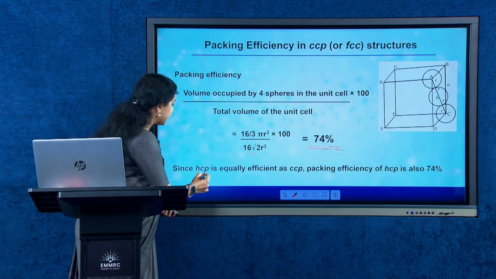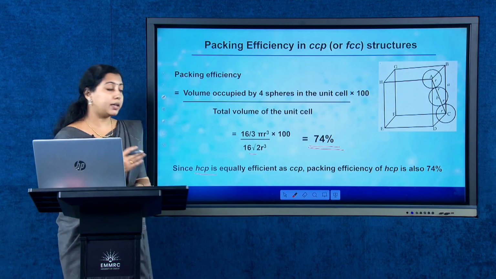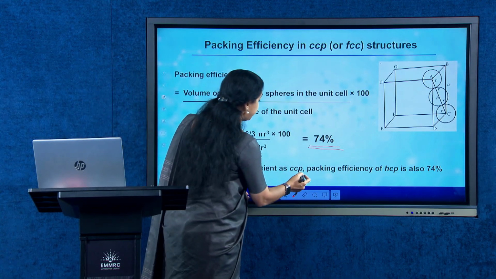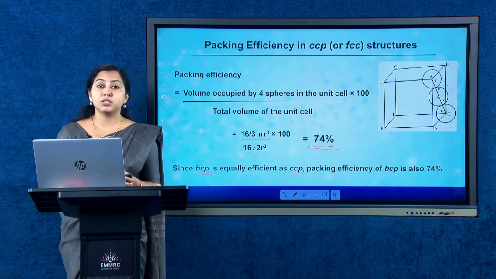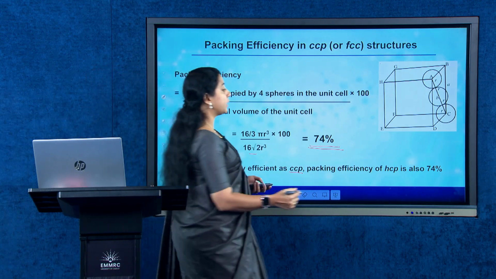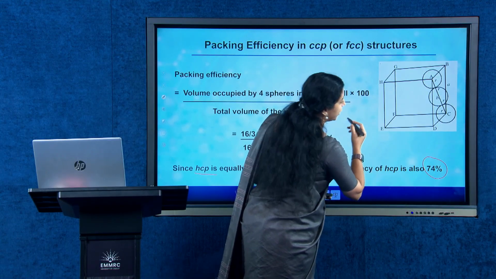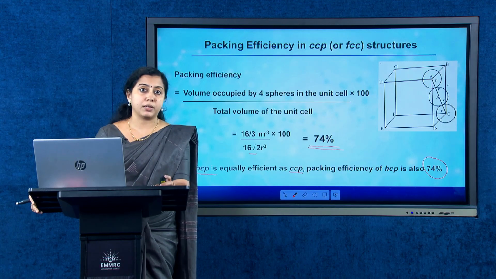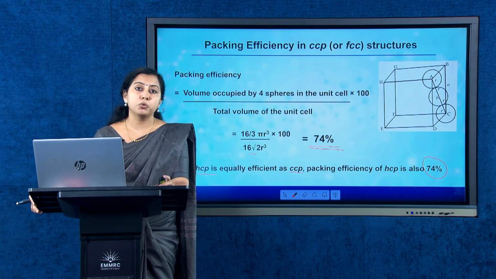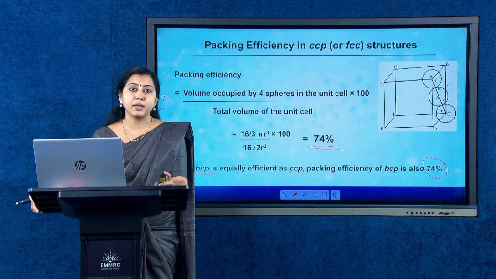In the previous class, we have seen that hexagonal close packing is equally efficient as CCP or FCC. So we can say that the packing efficiency of hexagonal close packing is also 74%. And hexagonal close packing and cubic close packing are considered to be the most efficient ways of packing, giving rise to a packing efficiency of 74%.